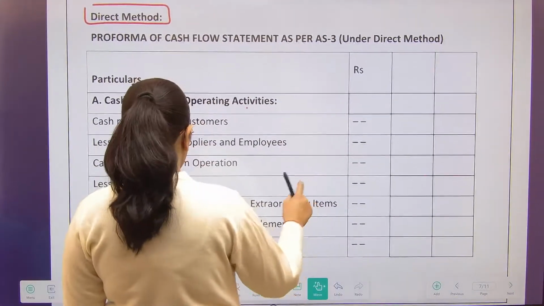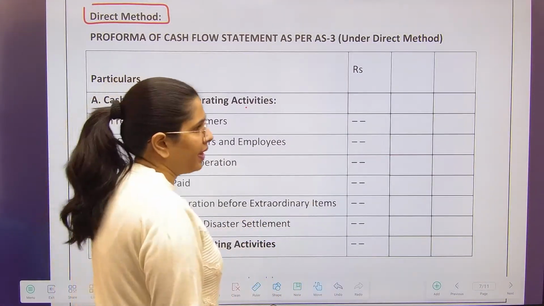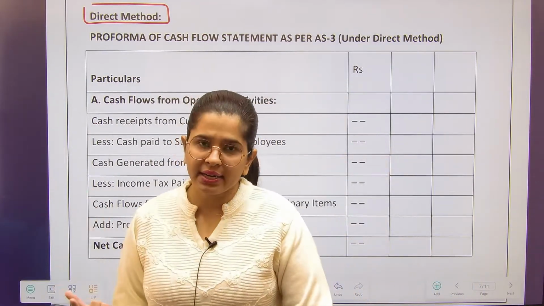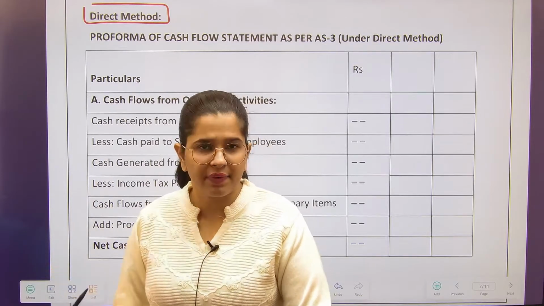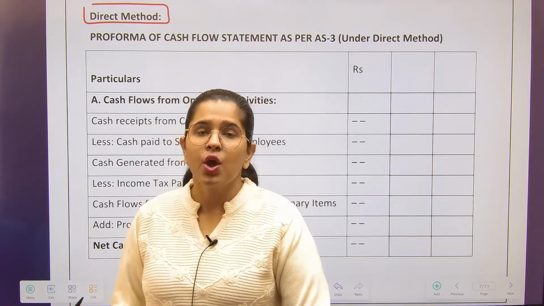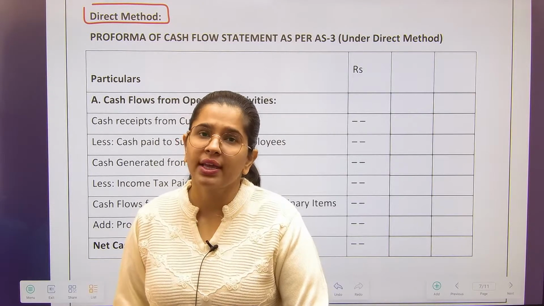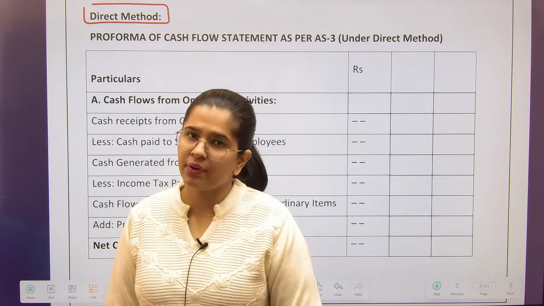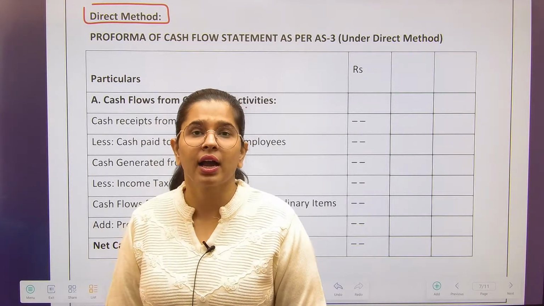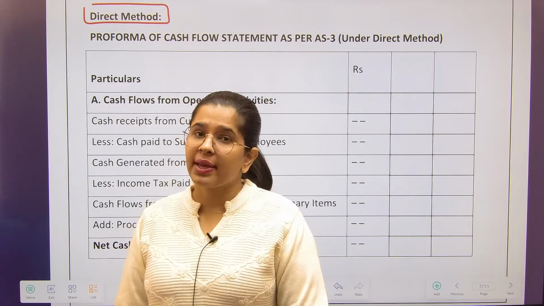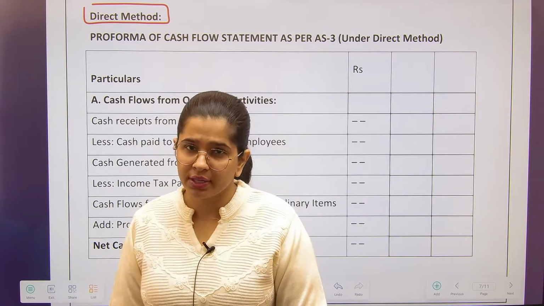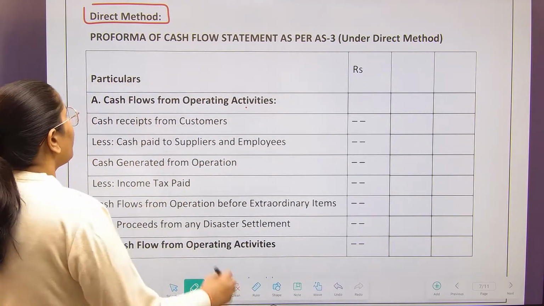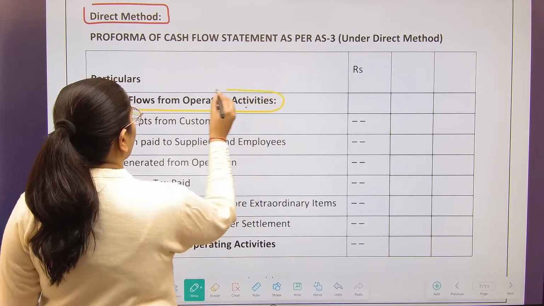So accounting standard 3 and Ind AS 7. In older terms it is accounting standard 3 and in newer terms it is Ind AS 7, the accounting standards which are related to your cash flow statement. Whatever we are going to study here has been prescribed by the accounting standards, which are prescribed by the Institute of Chartered Accountants of India. Right? So first of all, we will do the calculation for operating activities.